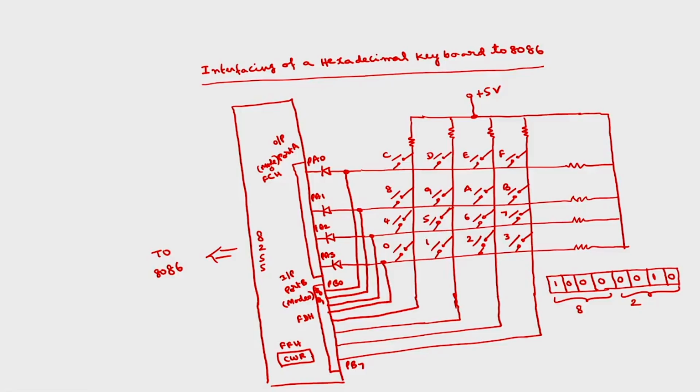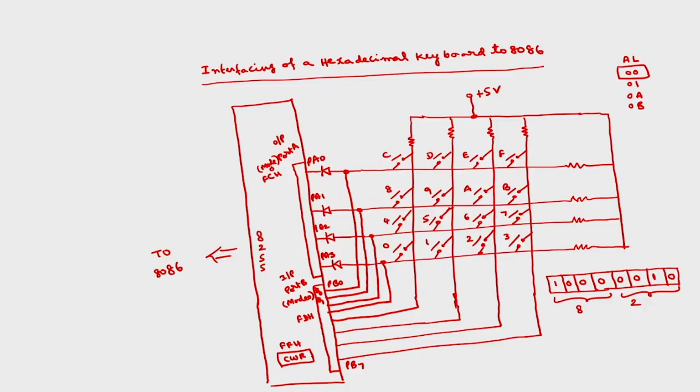Now the basic process to interface a hexadecimal keyboard to the microprocessor is that we have to read the corresponding hexadecimal value into, say, the AL register. If I press 0, AL will have the key value 00. If I press 1, 01. If I press A, 0A. If I press B, 0B and so on. Whatever key we press, I want to take that hexadecimal value into the accumulator AL. So here we have some hardware, and I also have to write the program.